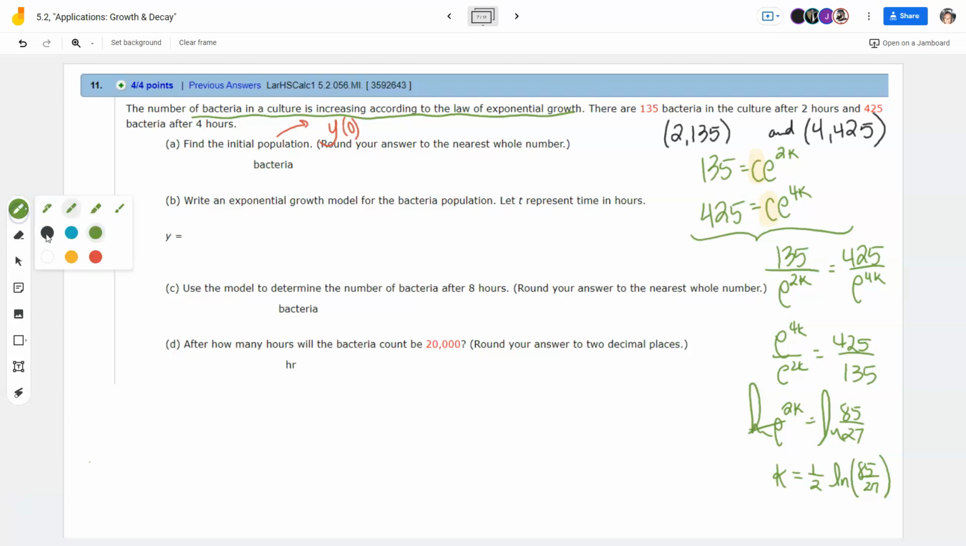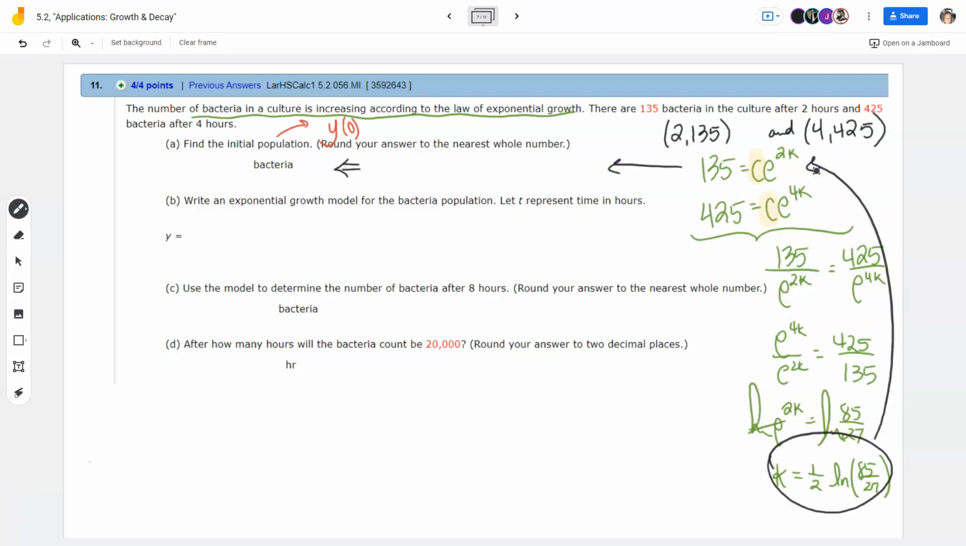And so with that k, I can totally find my c, because my c, or my initial, says, okay, well, what's y of 0? Actually, I had it back here, I think. Because I can just go back and substitute. Ooh, that's a good thing from last year. I can back substitute, take this k into one of these equations, and then say, okay, so c is equal to, which is the initial in all these situations, e to the 2 times 1/2 ln of 85 over 27.